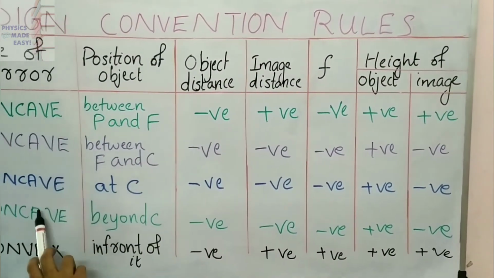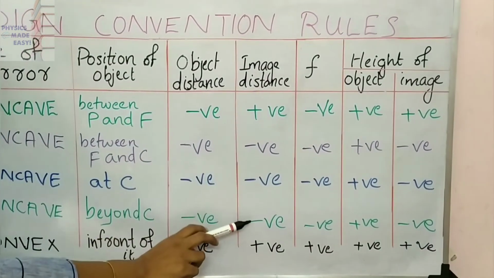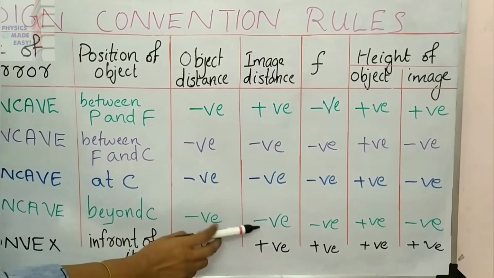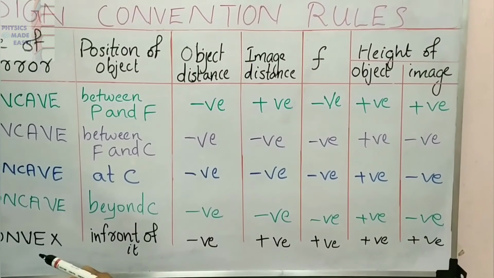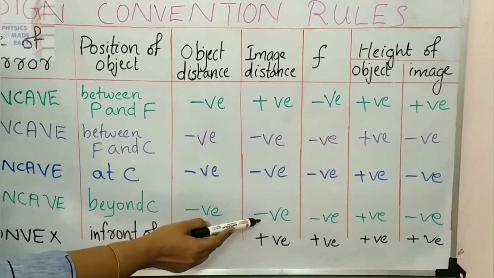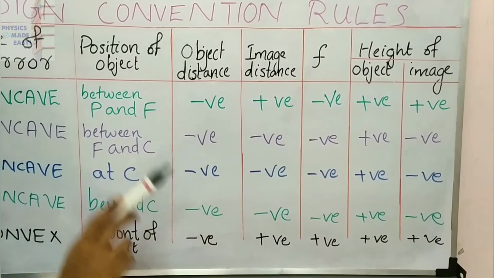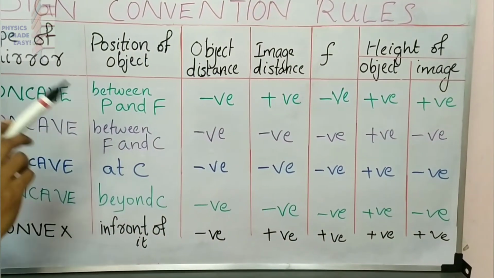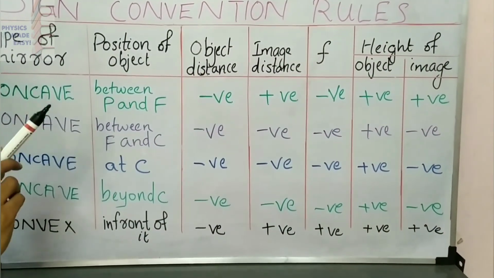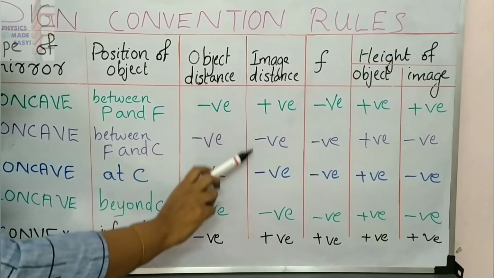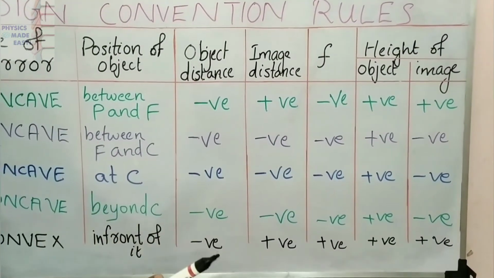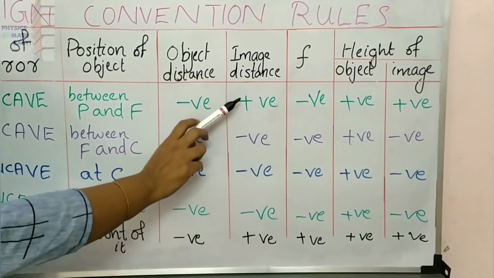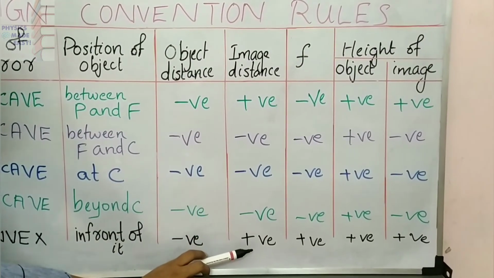Then here, all other three cases you can see negative. That is, you are getting image at the same side of the object. That's why all these things you can see as negative. So children, if you are getting real and inverted image, that time you have to take the image distance as negative. If that image is virtual and erect, you have to take that as positive image distance.